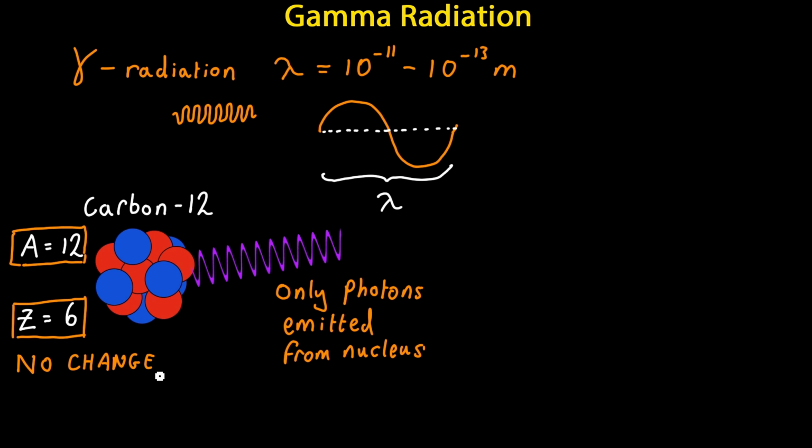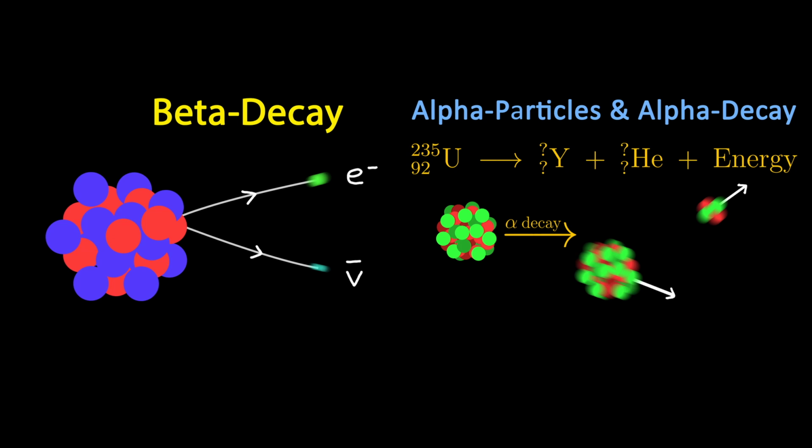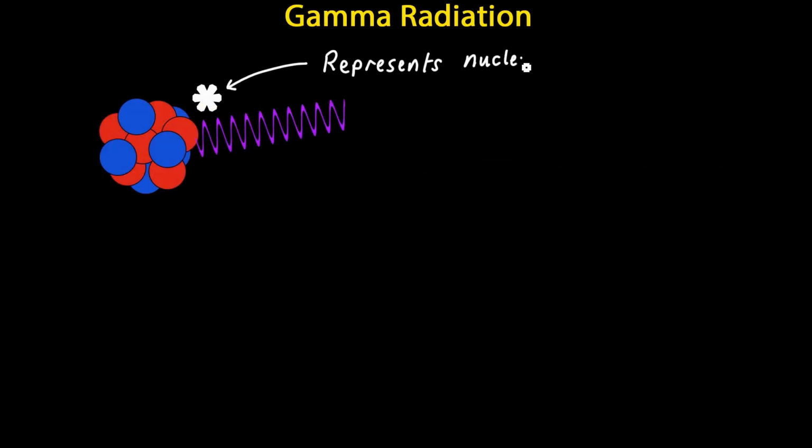But how do these nucleons get excited in the first place? During alpha and beta decay, the parent nucleus ejects either an alpha particle or a beta particle, but the remaining daughter nucleus may still have excess energy. For the daughter nucleus to return to its ground state, it must emit energy in the form of gamma radiation.